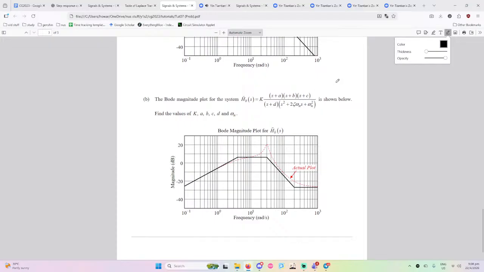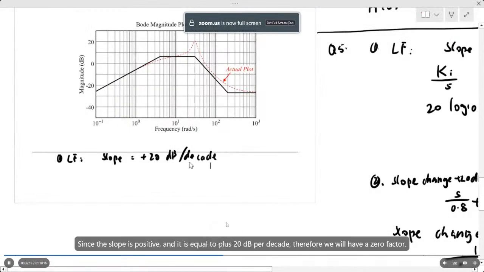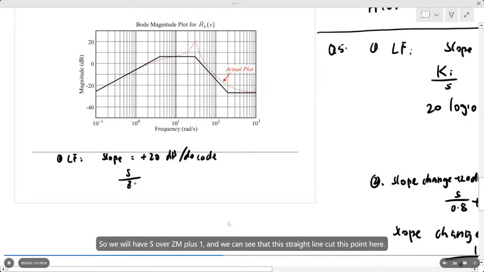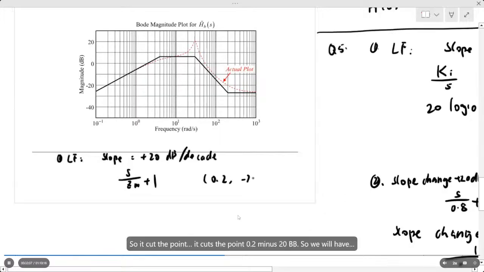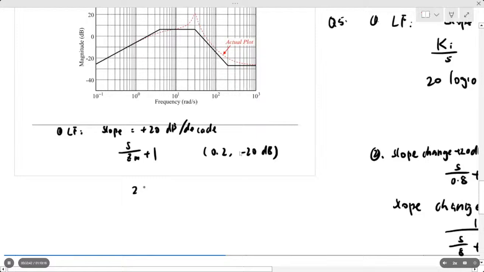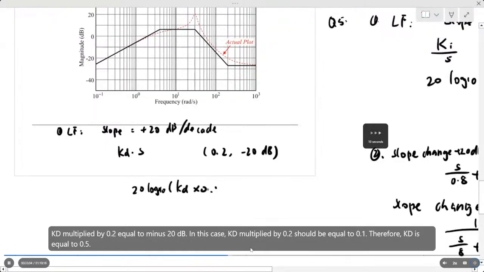So here we need to derive the transfer function according to the magnitude plot. First, let's look at the low frequency asymptote. At low frequency, the slope is equal to plus 20 dB per decade. Since the slope is positive, we will have a zero factor, and this straight line cuts the point 0.2, minus 20 dB. Oh sorry, it's not a zero factor, I made a mistake. Since the slope is positive, we will have a differentiator, which is Kd multiplied by s.